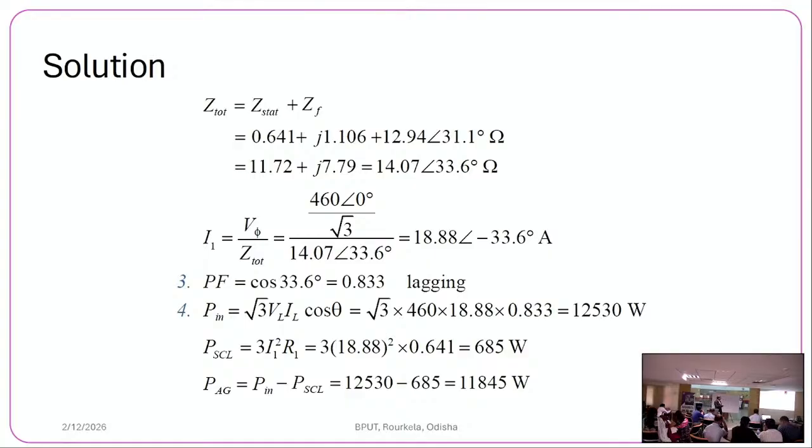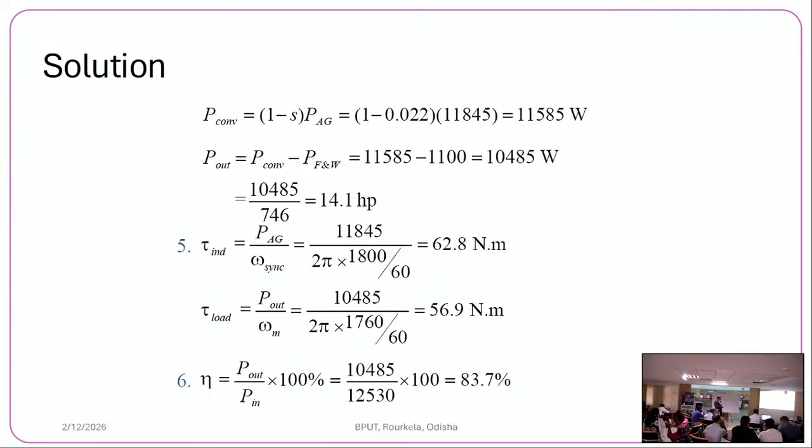Subtracting the stator copper loss you got this. Converted power is (1 minus S) times air gap power, so you got mechanical power. And output power is obtained by subtracting friction and windage loss. So torque you got is air gap power by synchronous speed. Induced torque we also call electromagnetic torque. Electromagnetic torque is air gap power by synchronous speed in radians per second. That also is there. And load torque is P out by mechanical speed. Efficiency you get as P out by P in.